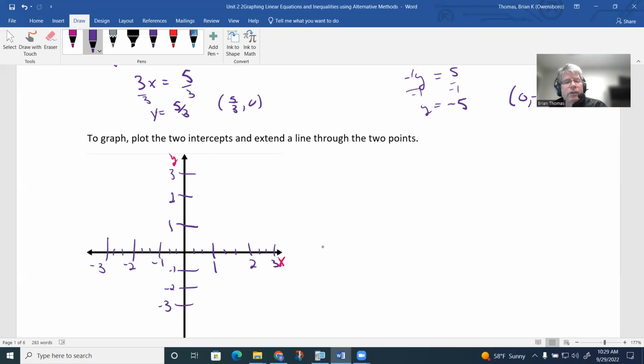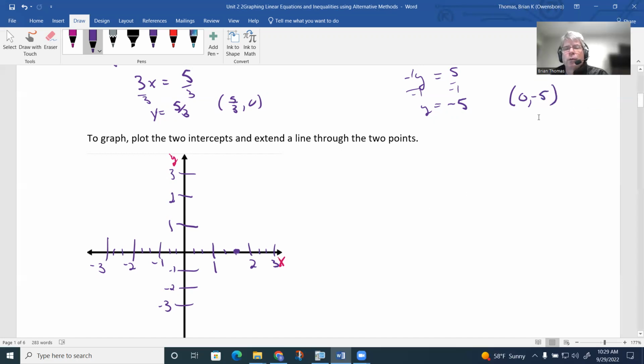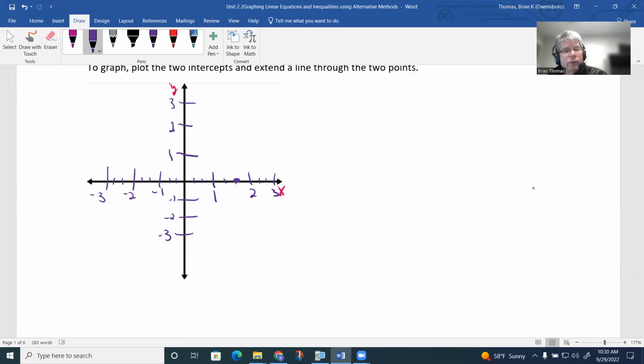So (5/3, 0), well, that would be 1/3, 2/3, 3/3, 4/3, 5/3. So (5/3, 0) would be located there. And then (0, -5). So the y-intercept would be -5. Looks like I need to go a little bit further on my y-axis. So I need a -4 and a -5. So there would be my y-intercept.